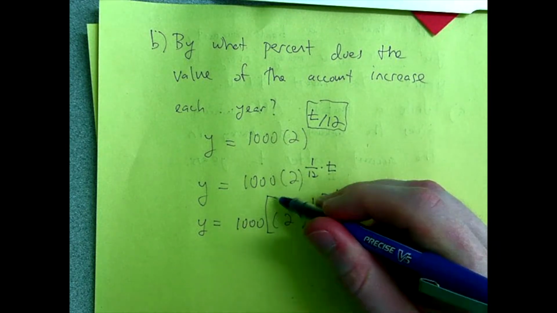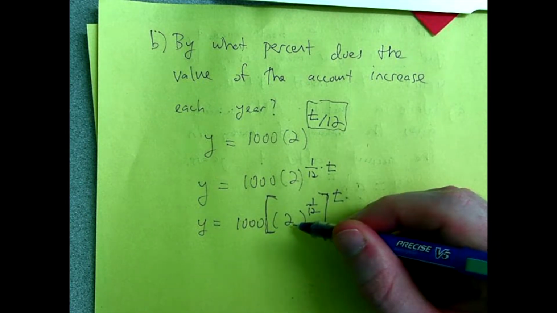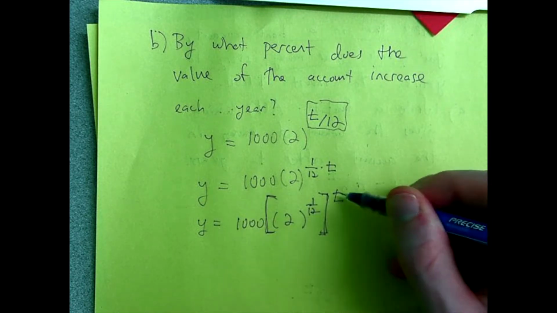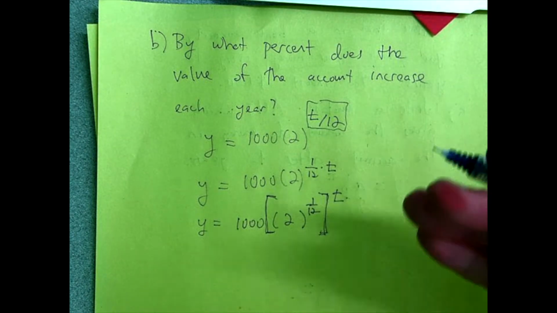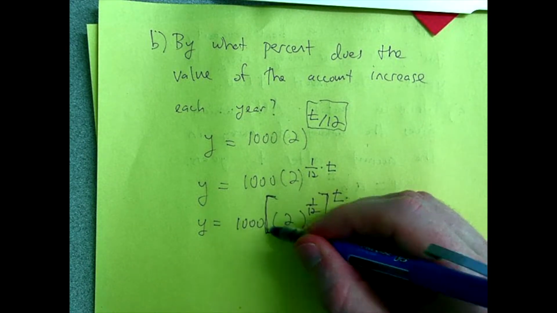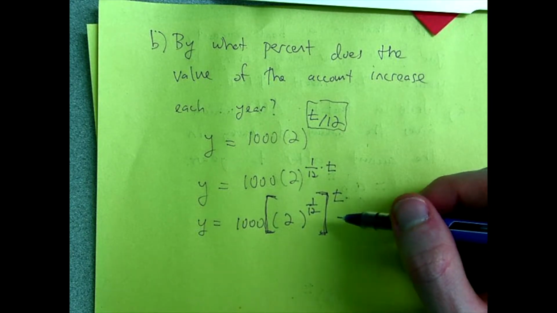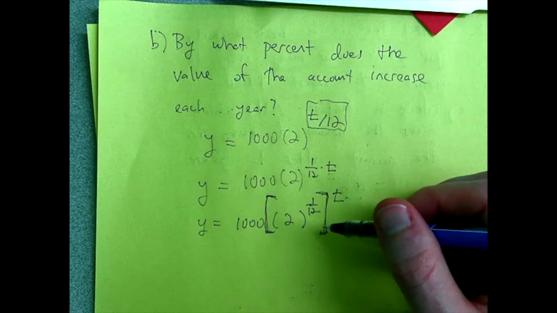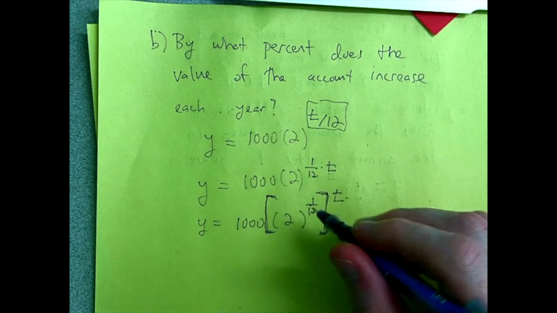Because this number inside the brackets, 2 to the 1 over 12, has the exponent now as a plain old t by itself, that tells us that this number inside the brackets is in fact the thing that we are multiplying by every year. Not every 12 years, but every year.